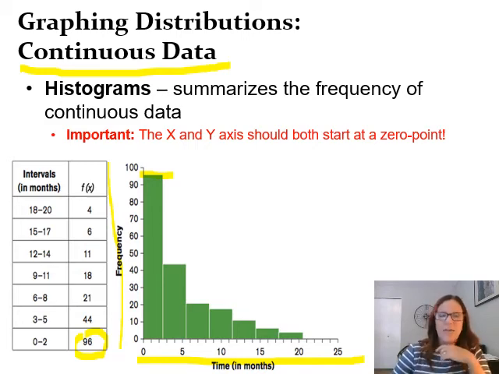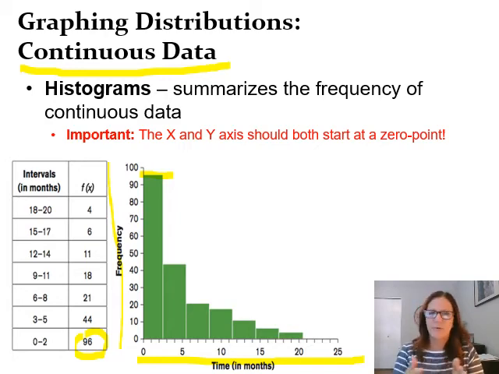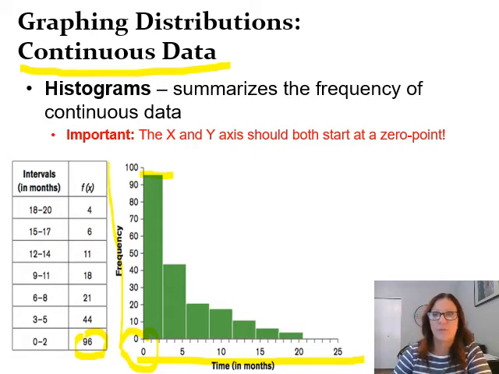The bars are touching because the data is continuous, meaning that there's any number in between, any of those decimal points in between. And we also have both the y-axis and the x-axis starting at 0. That is important. Otherwise, we're biasing that data and making it seem skewed when it shouldn't be. Remember, we talked about that in the beginning in chapter 1.